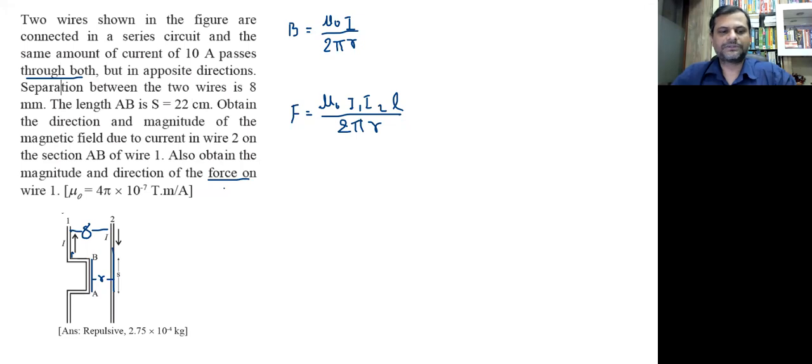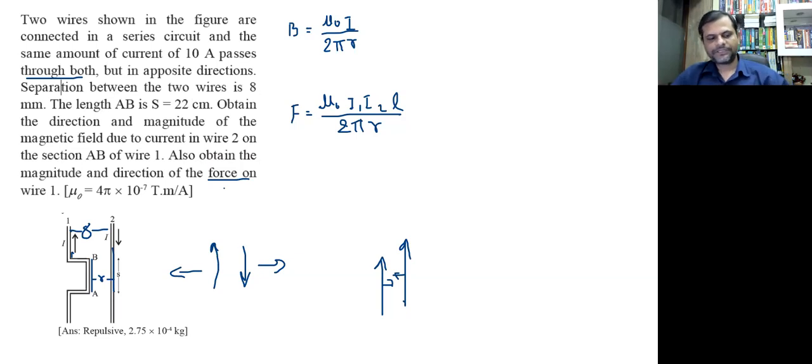total force acting on the whole wire 1, and that will be repulsive obviously because the currents are in the opposite directions. We already saw in the theory that opposite currents always repel each other, and like currents always attract each other. Okay, we have already proved this, so it is no problem.